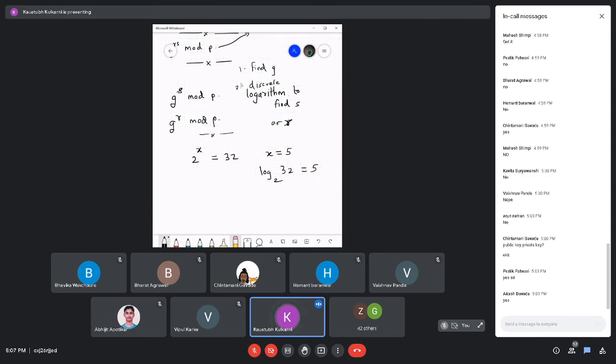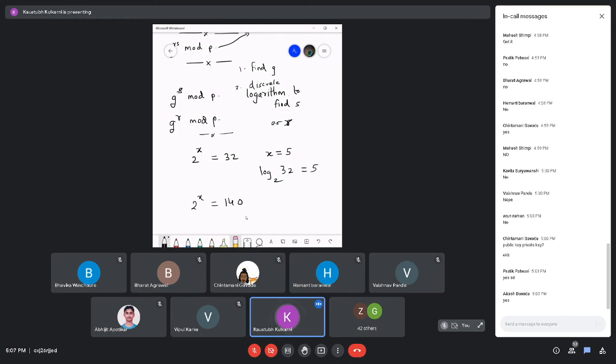Now, discrete logarithm is yet another concept. Discrete logarithm means that 2 raised to x is 140. Now 140 is not a power of 2, yet you will have to find x. x will not be an integer, but a real number.